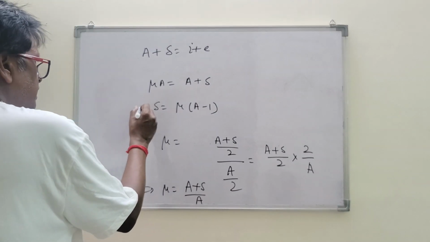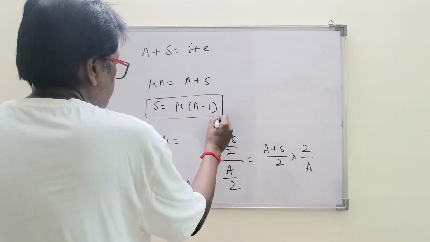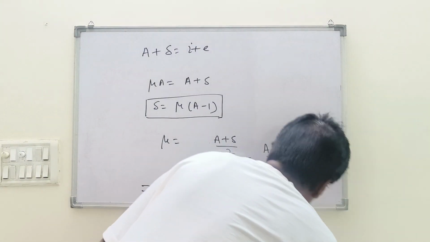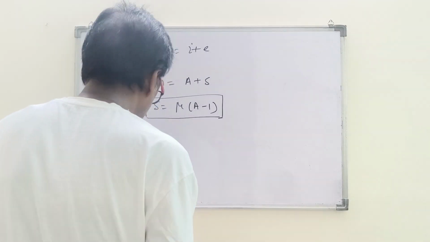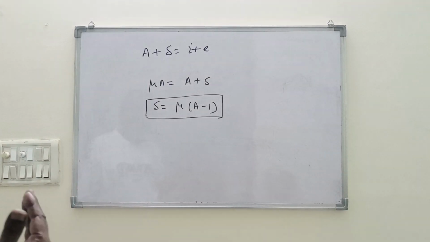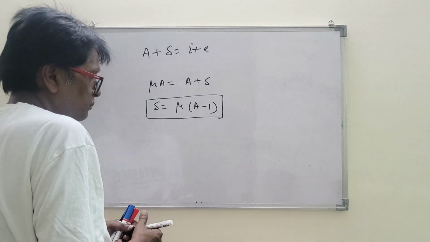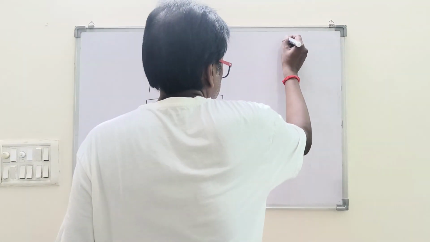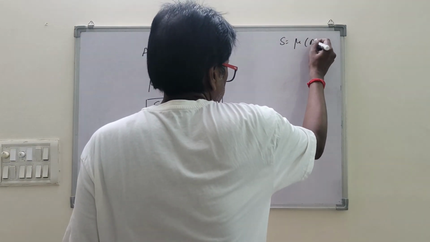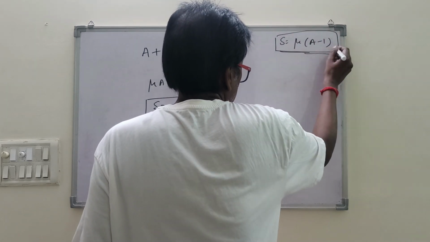So this is the relation between the angle of deviation, angle of prism, and the refractive index of the prism material. This relation is very important. I will write here delta, the angle of deviation, equals (mu minus 1) times A. We will use this relation for further study.